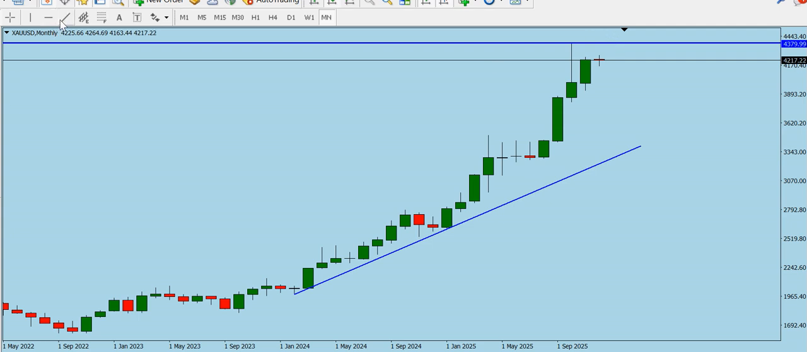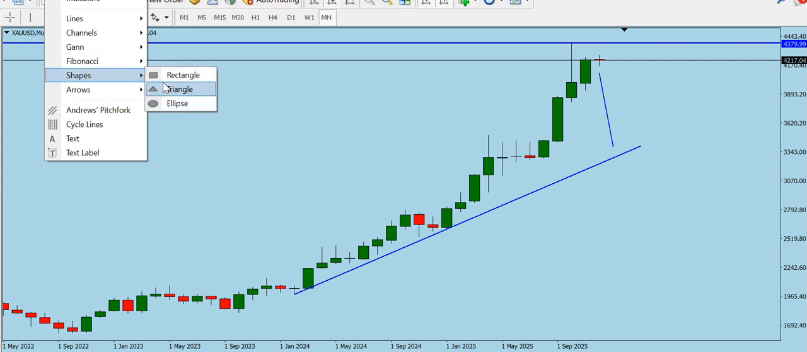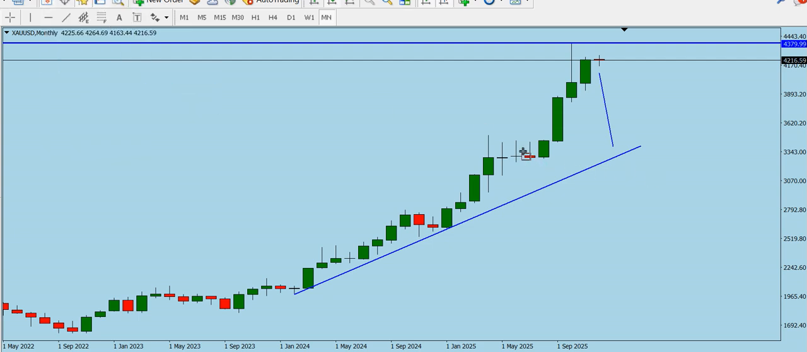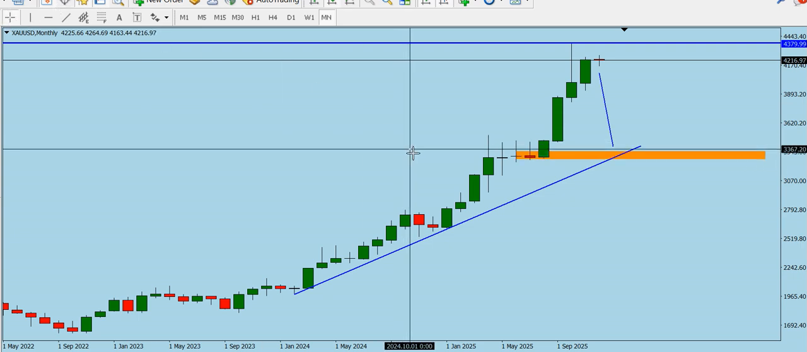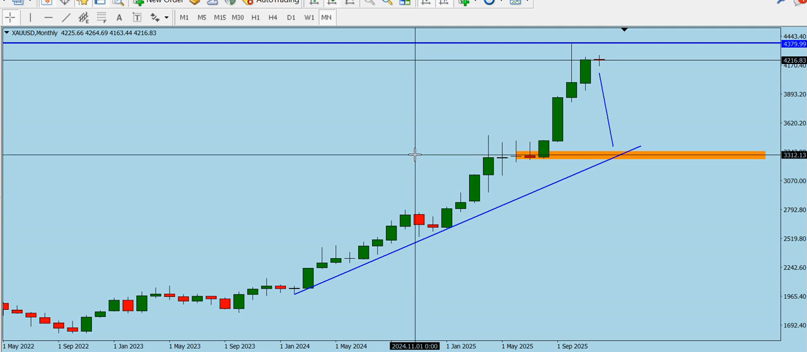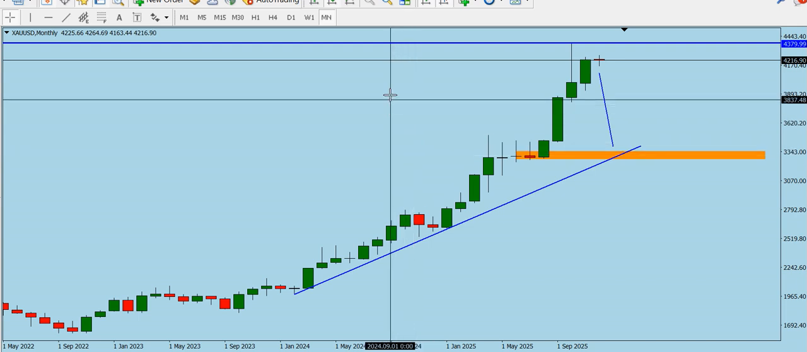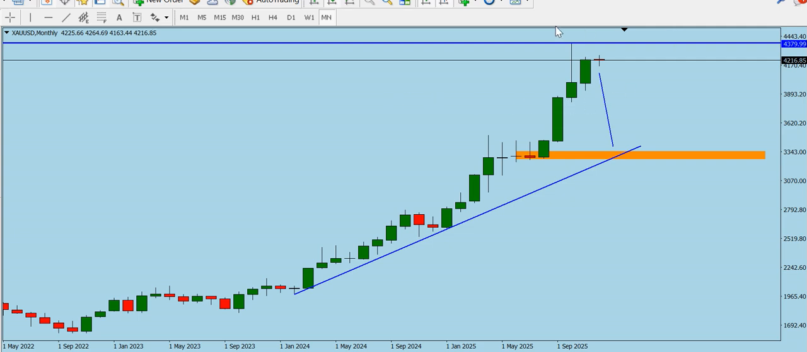But if price is going to drop, we might see price drop to test this particular order block around here. The closest order block on the monthly time frame is around here, which is at the 3312 area, and that's a long way to go. The most likely direction is upward.